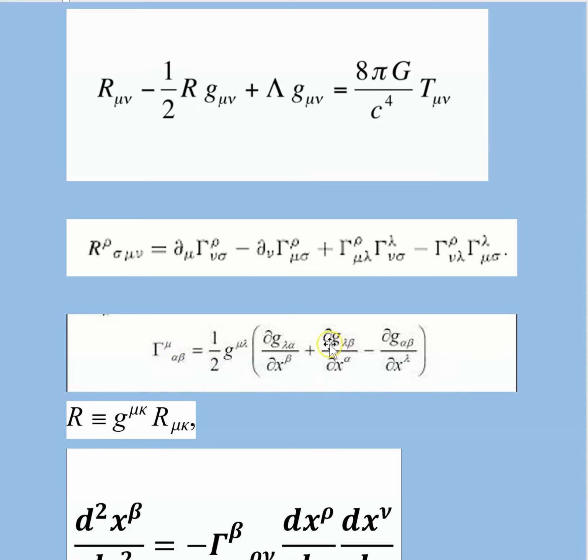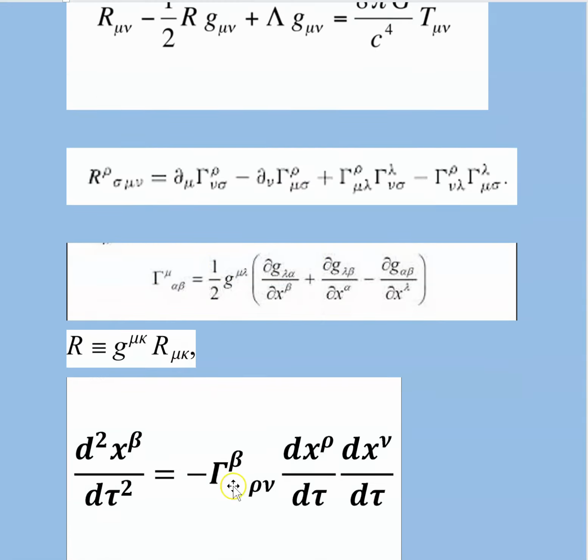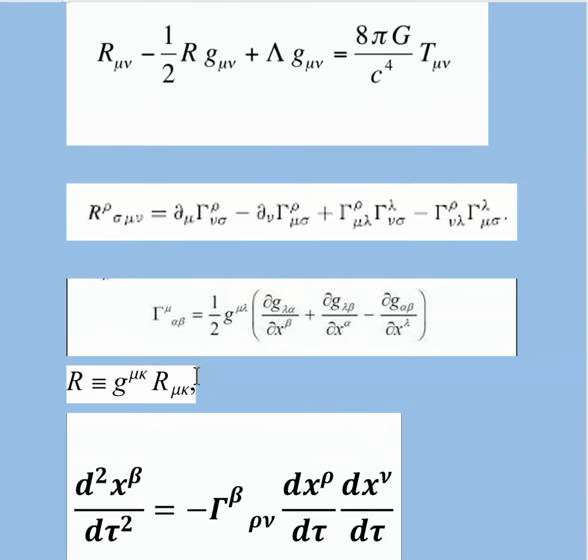So once you have the metric, that would be g, and then you could find gamma. And once you have gamma, and these are all coordinate terms, then you could find the acceleration. So for any given metric, you could find the acceleration. And this is the geodesic equation which we did last time.